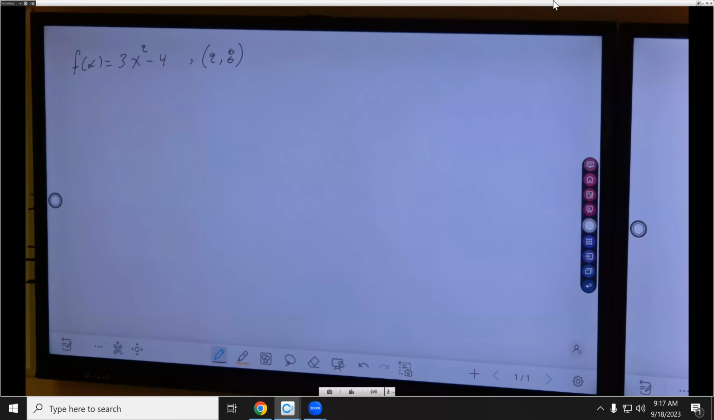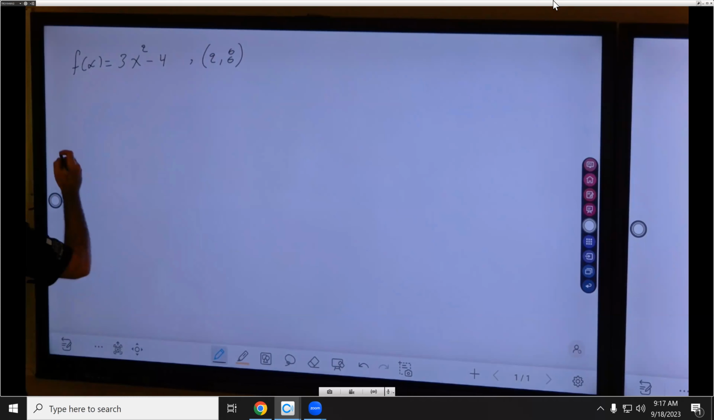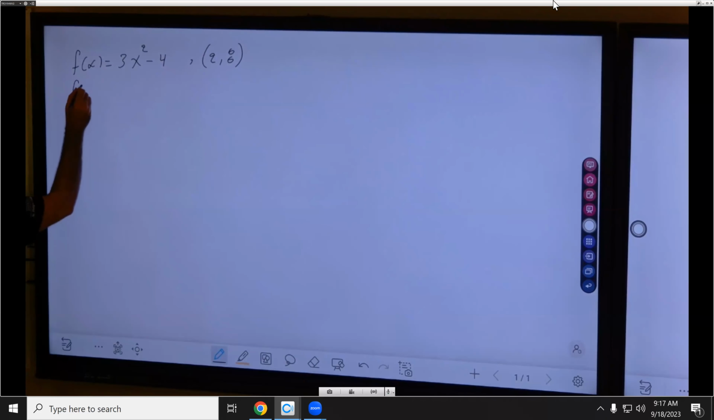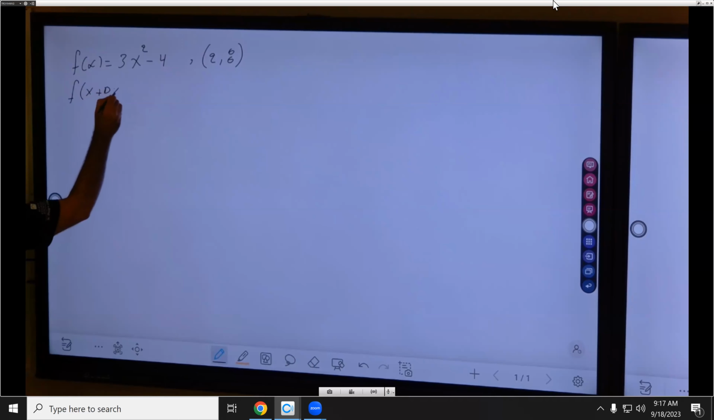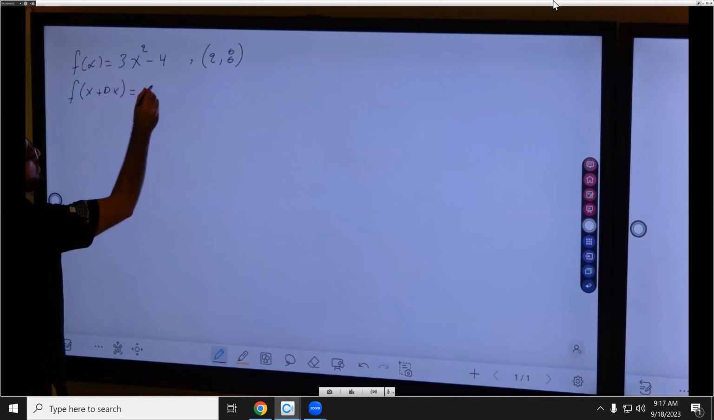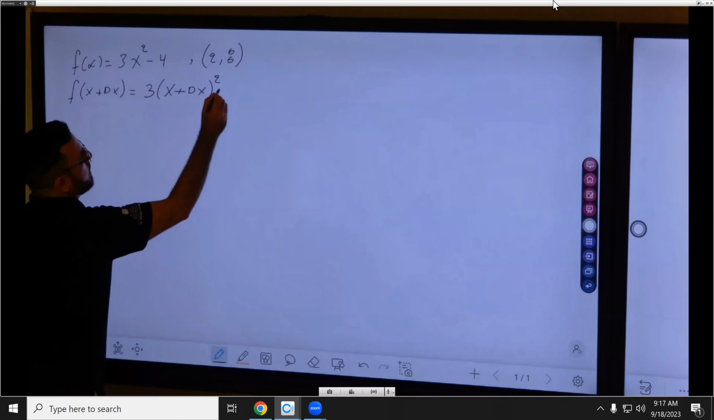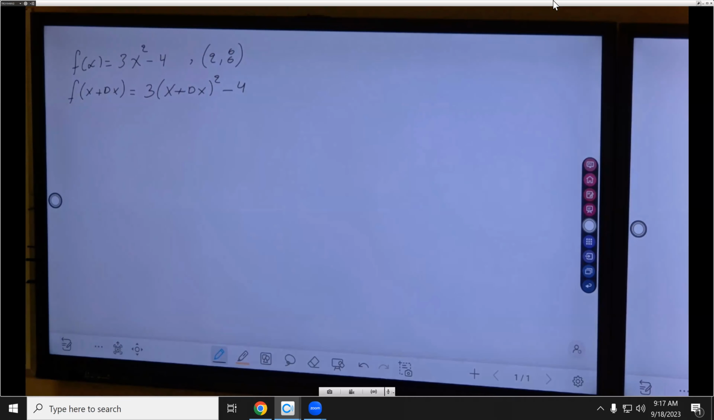Okay, now we're going to use the limit process. So the second step, we're going to say f of x plus delta x equals. That means instead of each x, you're going to plug in x plus delta x. That means here is going to be 3 times x plus delta x squared minus 4. Who has a problem now? Is that okay? I'm using the rule, the limit process.